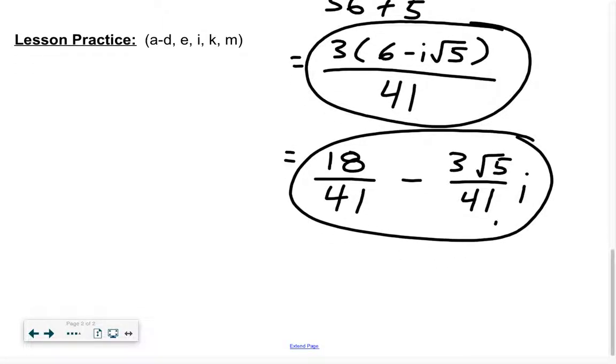A through D, E, I, K, and M. Are you guys good with the graphing part of it? Let's skip A through D then. Is that helpful? Going from 8 to 4?